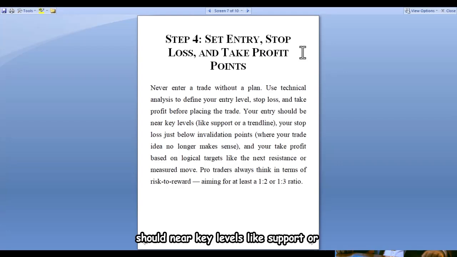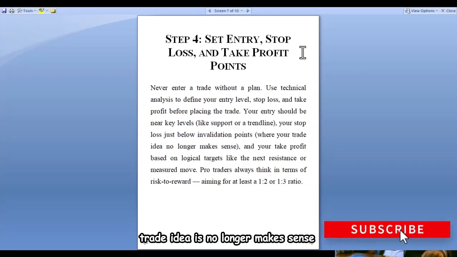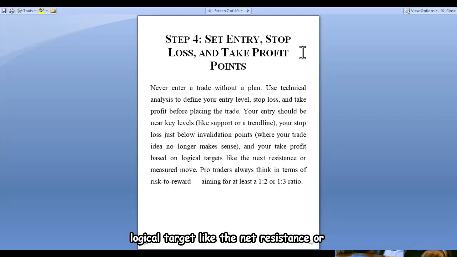Your entry should be near key levels like support or a trend line. Your stop loss goes just below the invalidation point, where your trade idea no longer makes sense. Set your take profit based on a logical target like the next resistance or measured moves. Pro traders always think in terms of risk to reward, so aim for at least a 1 to 2 or 1 to 3 ratio.